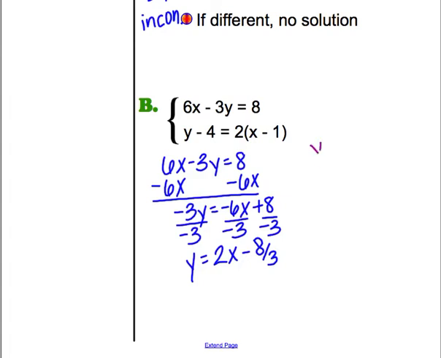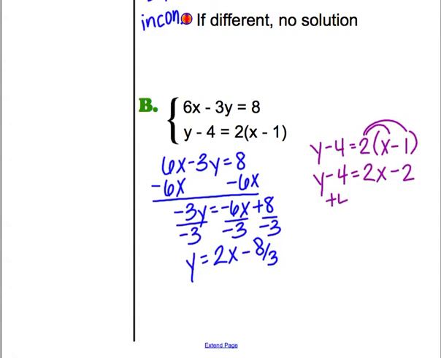So then I can take a look at the second equation. We have y minus 4 equals 2 times x minus 1. I'm going to go ahead and distribute, giving me y minus 4 equals 2x minus 2. Remember, you have to distribute to both terms in parentheses. And then finally, we're going to add 4 to both sides, which is going to give me y equals 2x plus 2.